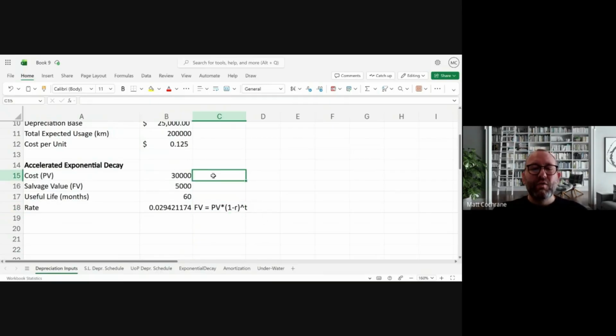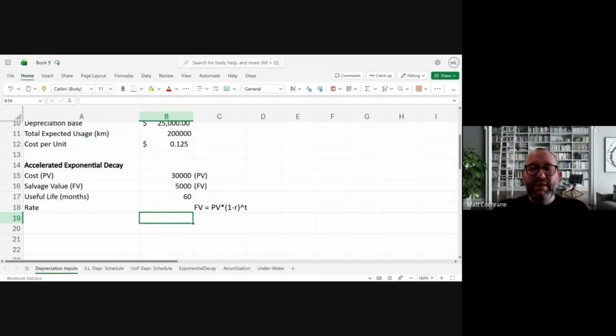Okay, where the cost here is our present value, the salvage value is our future value. The useful life is 60 months, and we need to solve for R. So we need to isolate R there. I'm going to go through a number of steps. I had the answer there, but we'll go through the steps here and we'll populate the answer back up here.